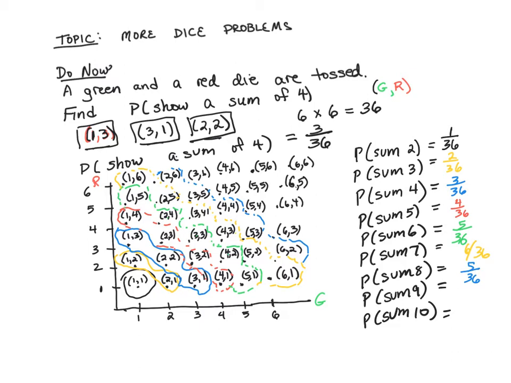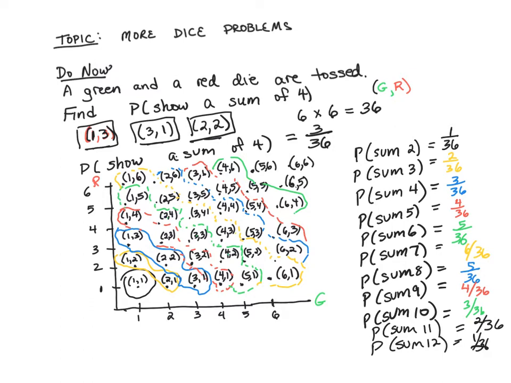What do you think the sum of 9 would be? Well, my guess would have been 4 out of 36. Let's just verify it. 1. Yes. Sum of 10 would be, I would think, 3 out of 36. 1, 2, 3. There we go. And the probability of a sum of 11 are 2 ways, which is just 5, 6, and 6, 5. And the probability of a sum of 12 would be 1 way, 6, 6, which is 1 out of 36.